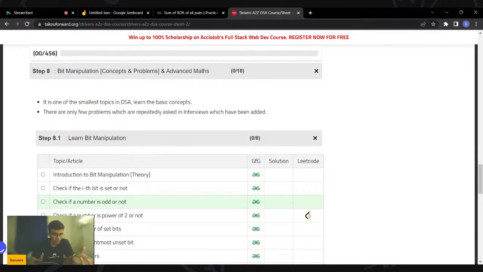Then there is something called checking if a number is odd or not. You can directly do a bitwise AND operation with one on the number. In fact, checking whether a number is odd or not using bits is faster than doing the modulo 2 operation.